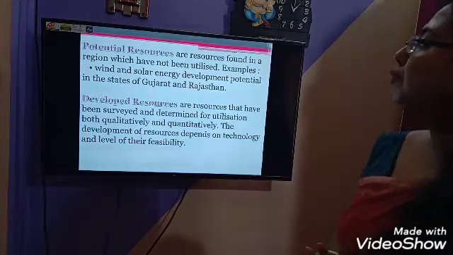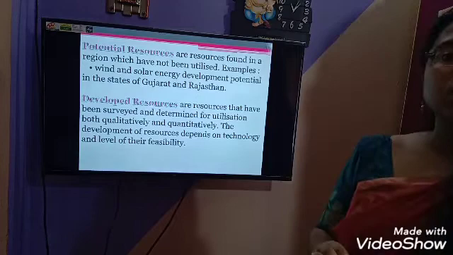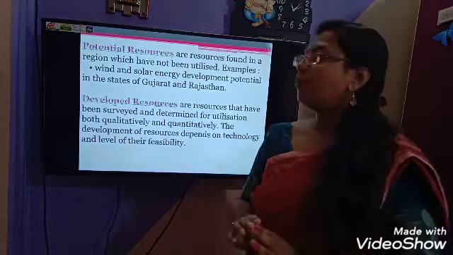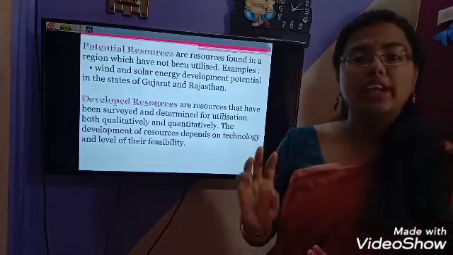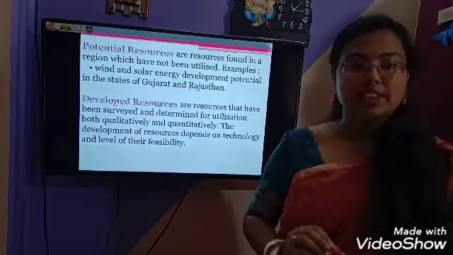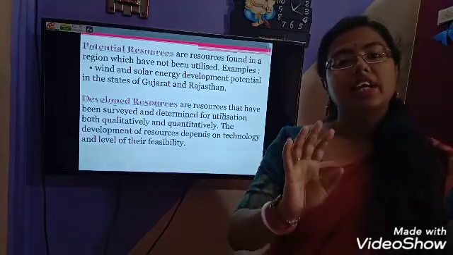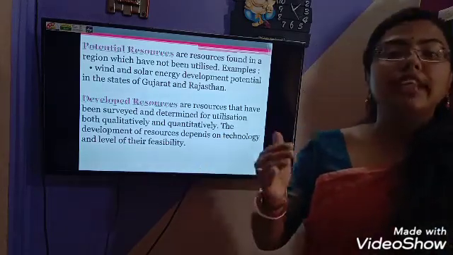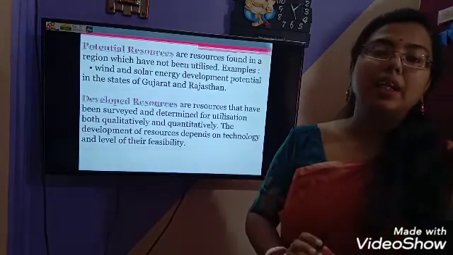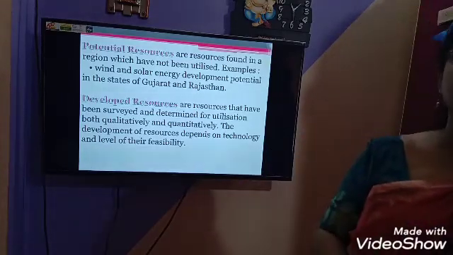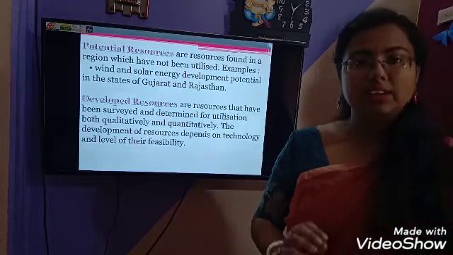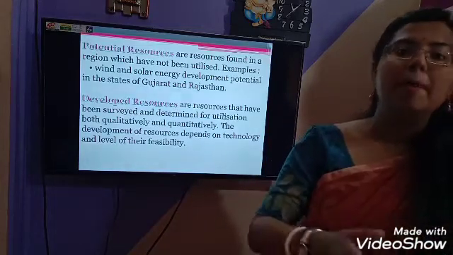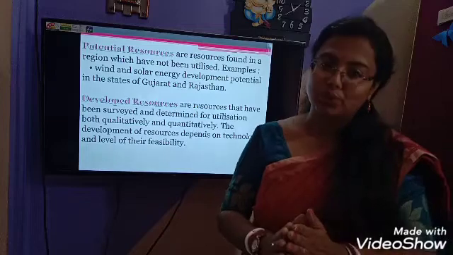First of all, if we go for potential resource, we know that this resource is present within us. Suppose, for example, wind and solar energy. If we take the example of Rajasthan, there we can get an enormous amount of wind and solar energy. But due to lack of technology, we are still unable to use that resource to its highest amount. That's why it is called potentiality. This resource has the potentiality, but we are unable to use it.